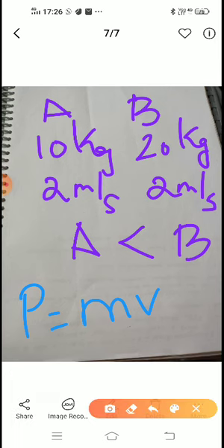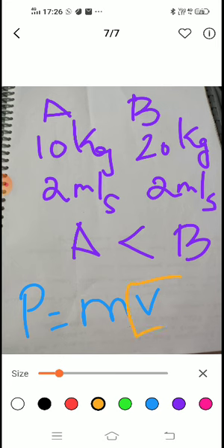So the momentum formula goes this way: momentum is equal to mass into velocity. In this first variation, I keep the velocity constant and change the mass alone. So I can say the momentum of B is greater than the momentum of A, or the momentum of A is less than the momentum of B.